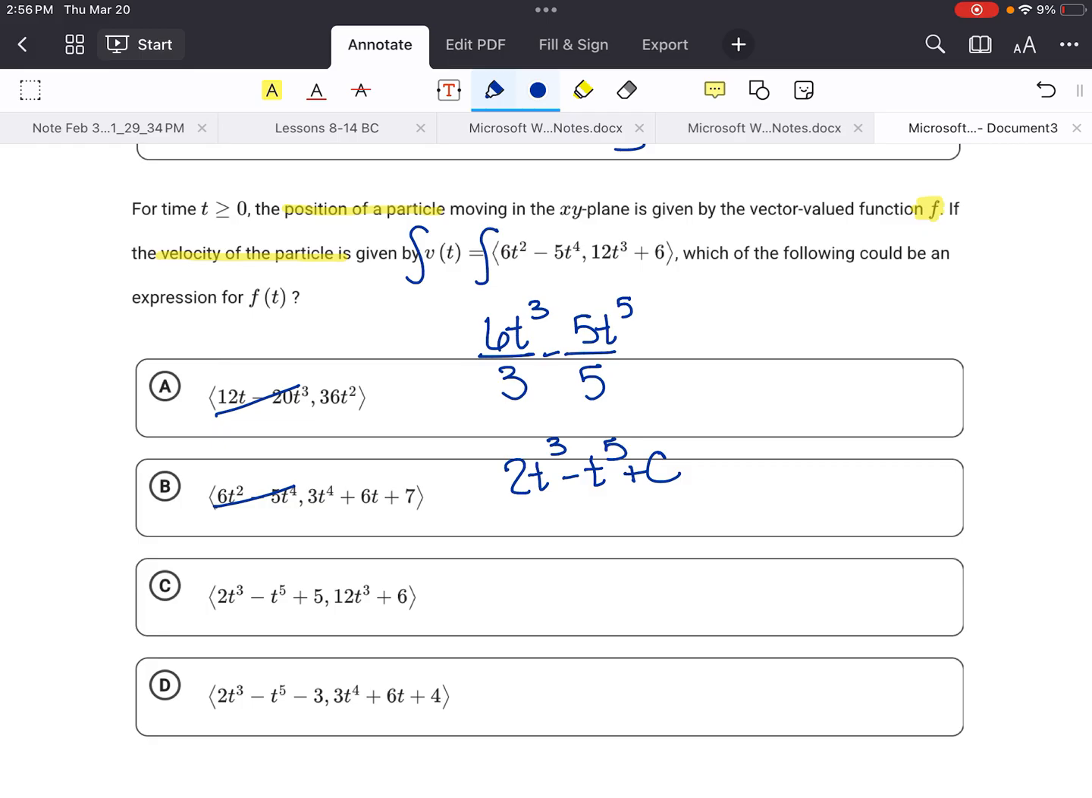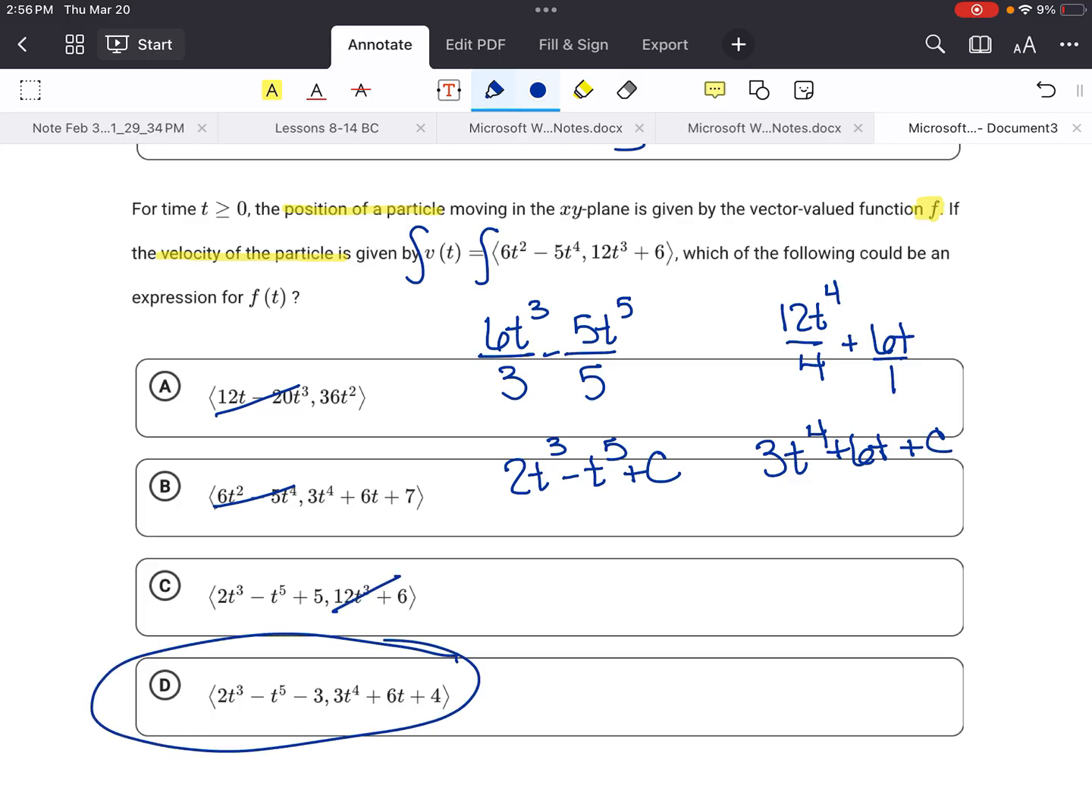And for the y's, add 1 to the exponent, divide by the new exponent. So that was 6t to the 0 power, so that became 6t to the 1. So that is 3t to the 4th plus 6t plus some constant. That doesn't have the right y, so we narrowed it down. It has to be choice D.